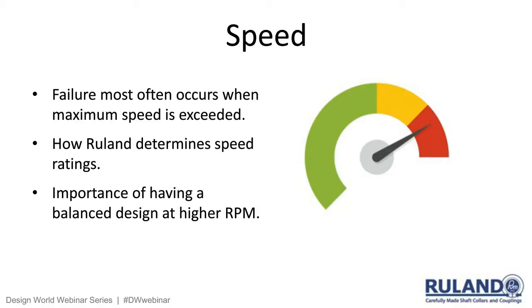Speed. The failure most often occurs when maximum speed is exceeded. How Ruland determines speed ratings. Again, we mentioned the fact that the different types of couplings have different maximum speed ratings, and the importance of having a balanced design at higher RPM. And we'll show some examples of this in the slides that are coming up.